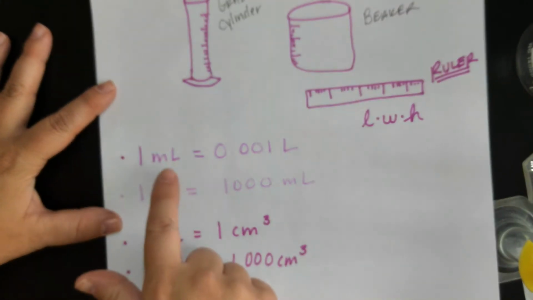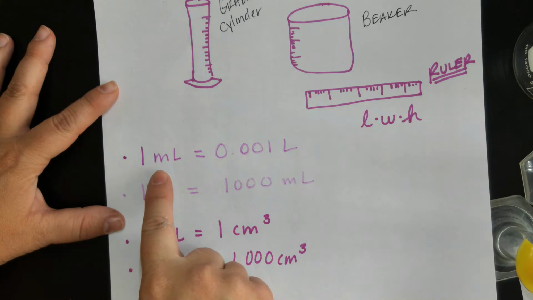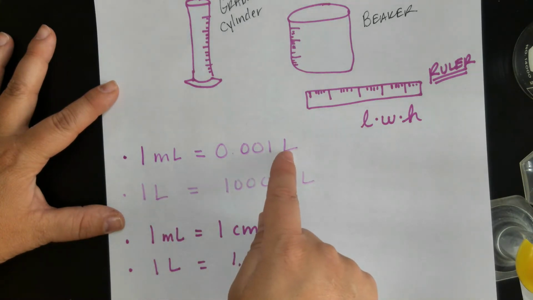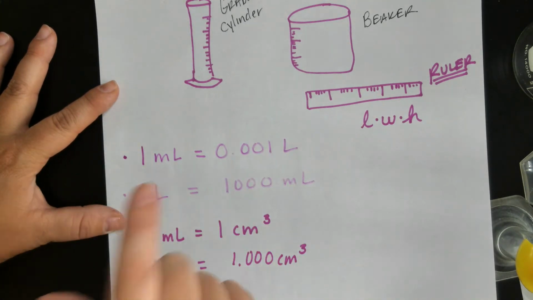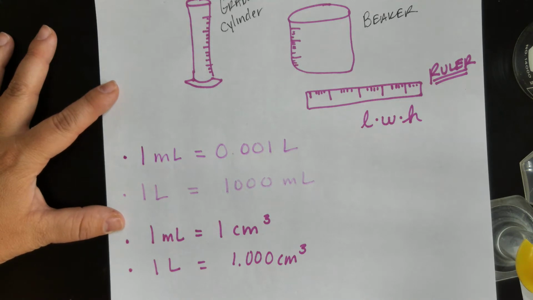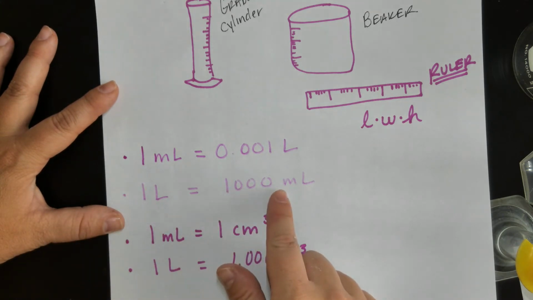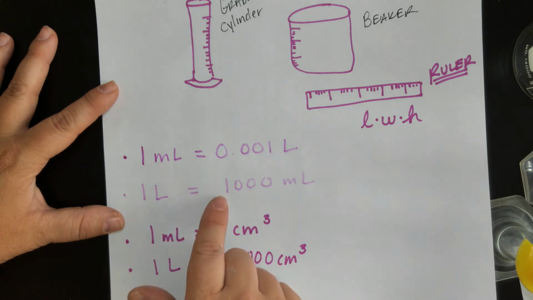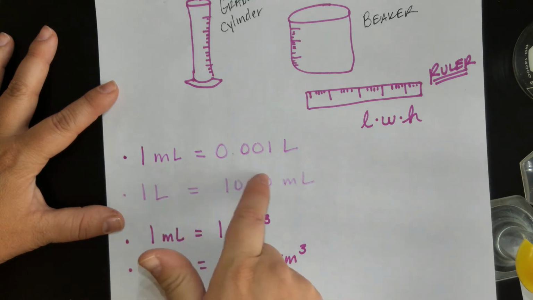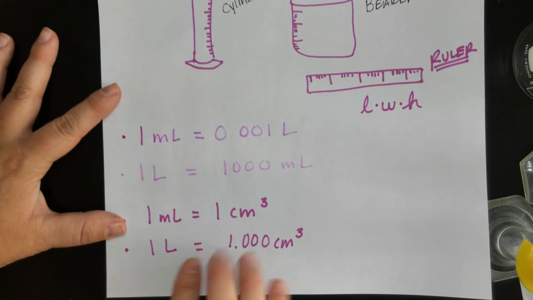Just some little metric conversions here or things to understand. 1 milliliter is 1/1000th of a liter. Think back to that metric chart King Hector does drink chocolate milk. 1 liter is the same thing as 1,000 milliliters. Okay, so a liter is obviously way larger than a milliliter.